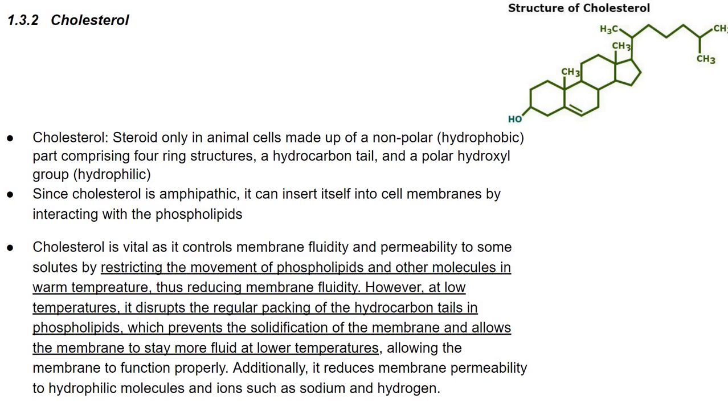So, for example, it restricts the movements of phospholipids and other molecules in warm temperatures, reducing membrane fluidity. However, at lower temperatures, it disrupts the regular packing of the hydrocarbon tails, which prevents the solidification of the membrane and allows the membrane to stay more fluid at lower temperatures. And this allows the membrane to function properly, and it also reduces membrane permeability to hydrophilic molecules and ions such as sodium and hydrogen. So you're going to need to know how temperature affects membrane fluidity through cholesterol.